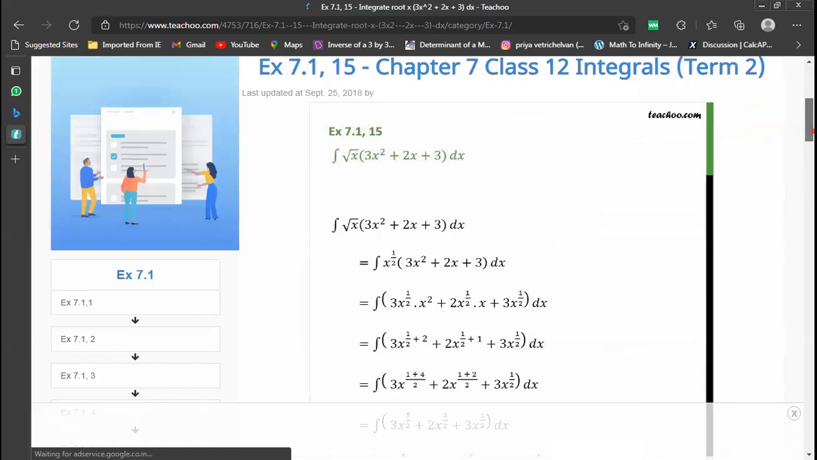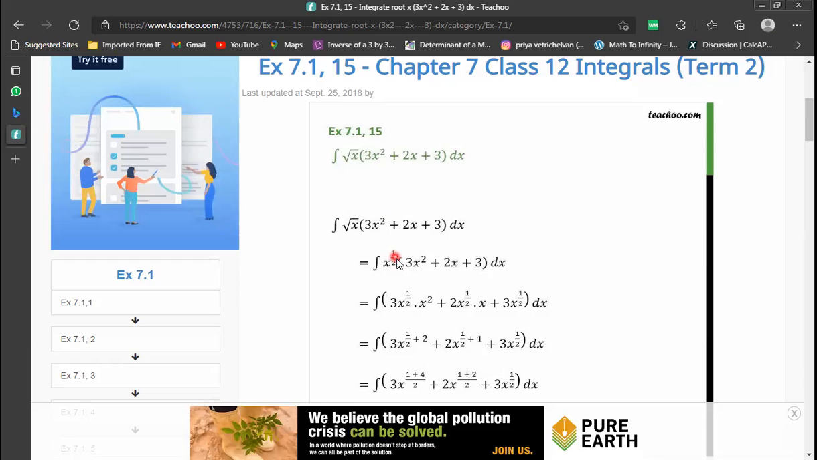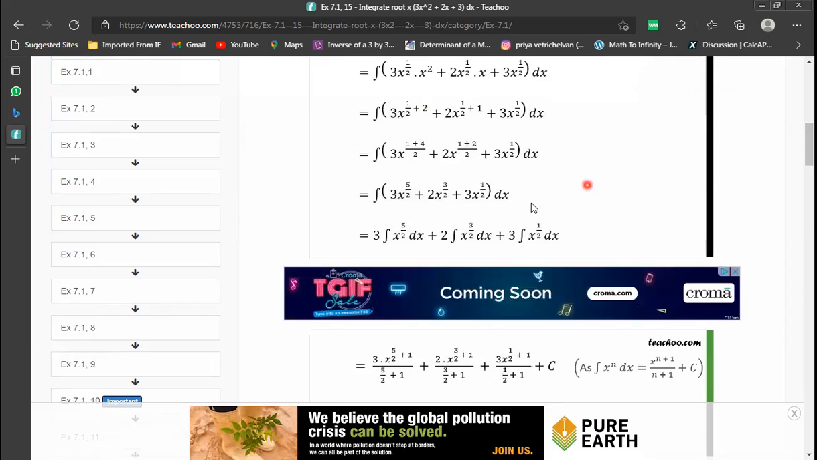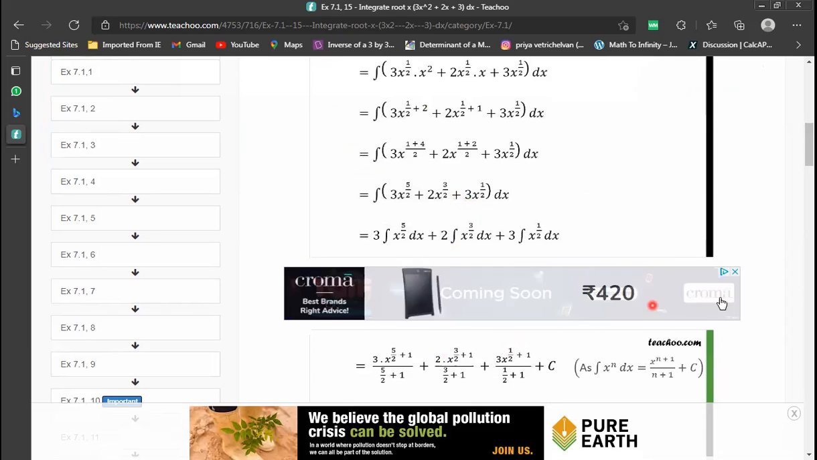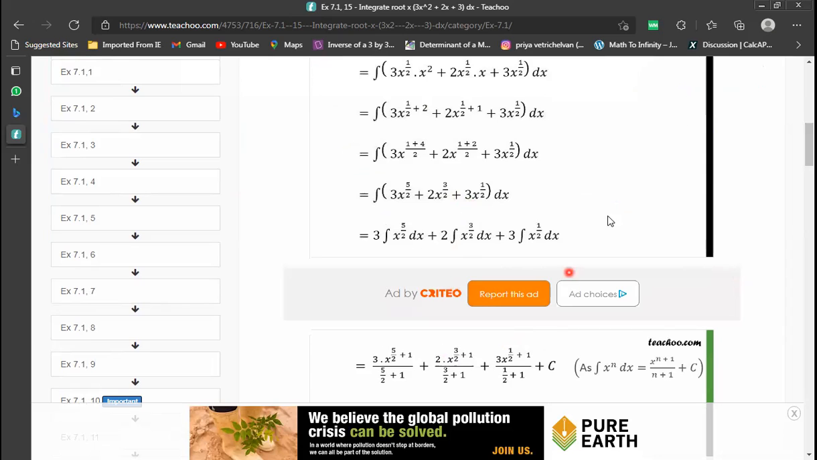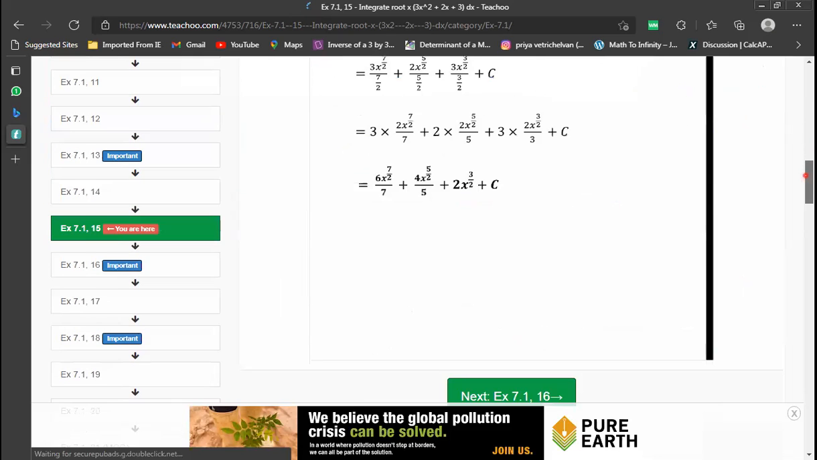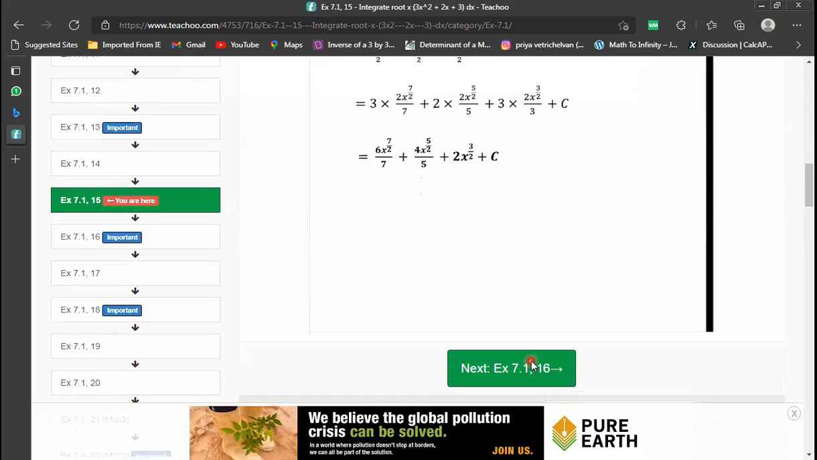Question number 15 is also the same kind of question. Just change the square root of x to x power 1 by 2. This x power 1 by 2 is common for all the three terms. Take it inside and multiply them individually, and then you add their powers. And then you will be using the power rule for the integration, the same x power n rule.